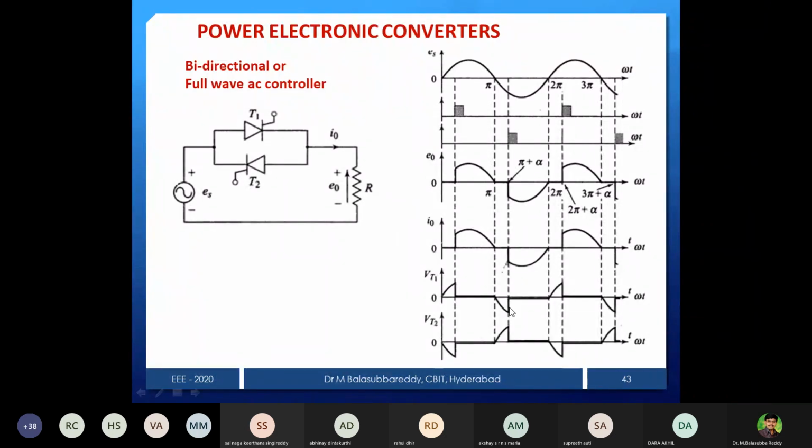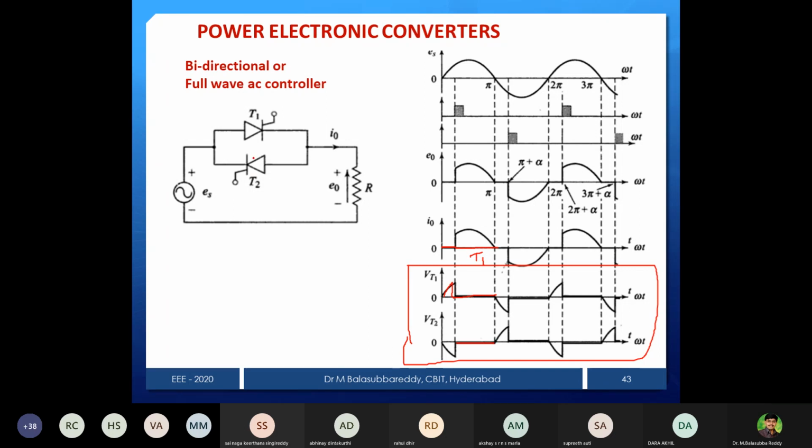And this is the waveform for voltage across the device. Yesterday I mentioned one logic to represent voltage across the device. When the device is conducting, voltage across the device is 0. If the device is open, voltage across the device is the source voltage. Same logic only. You can see from 0 to alpha, what will happen? No device is conducting, so that's why it is the same as the source. And from alpha to pi, T1 is conducting, so that's why I make it 0. I make it 0 here also for the T2 thyristor, because both are in parallel.